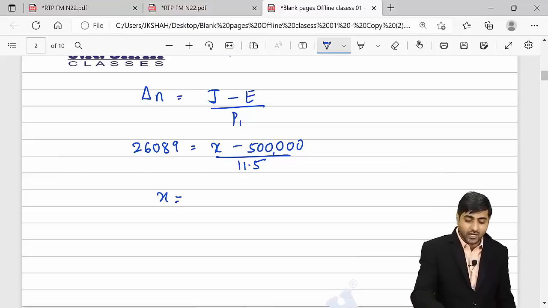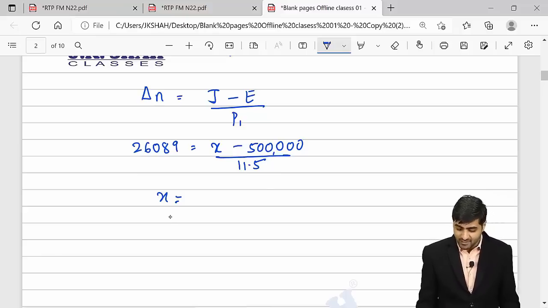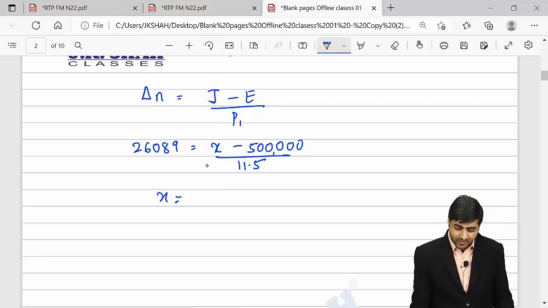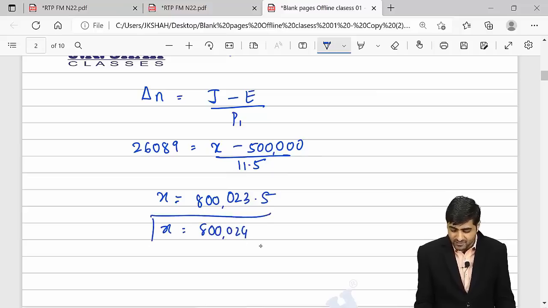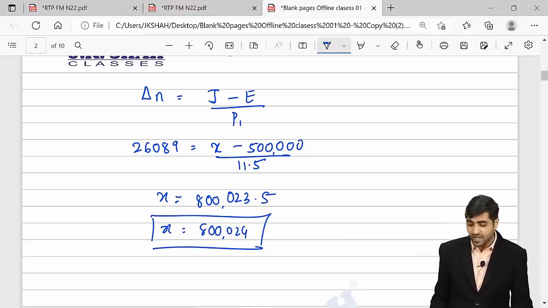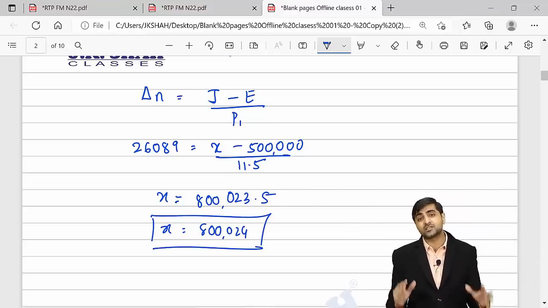Yes. So you can take 26,089 and multiply that by your 11.5. So this will be coming as your 3 lakh and 23 rupees, and if I take 5 lakh here, ultimately it will become 8 lakh and 23 rupees, or approximately 8 lakh and 24 rupees. So this is actually 8 lakh rupees only, beta. That is nothing but your investment which is required.